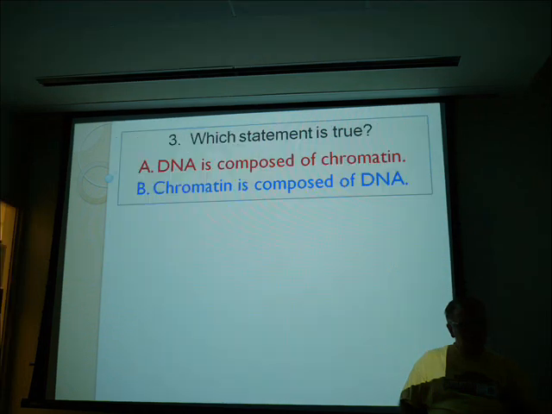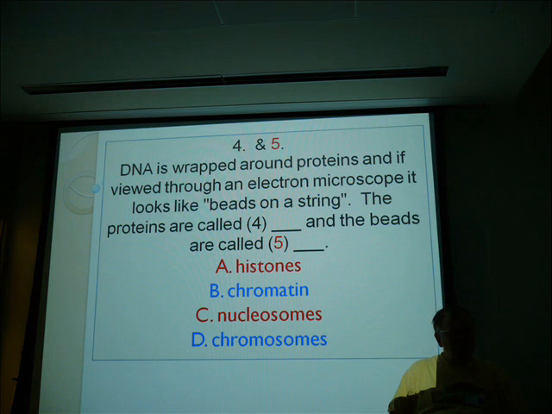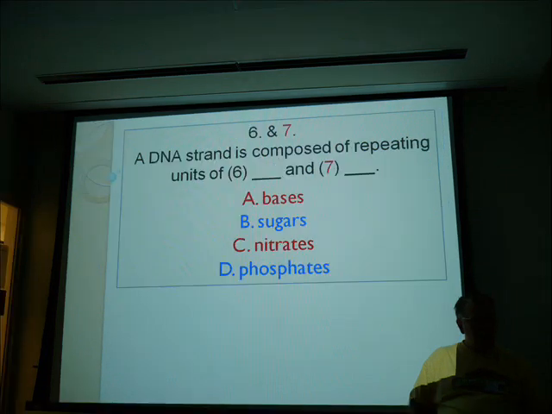Which is true? B. Chromatin is made of DNA. Chromatin is the bigger entity; DNA is a part of it. You wrap them in proteins, and it looks like a string of beads. The proteins are called histones, and the actual beads are called nucleosomes. The DNA strands are composed of sugar, phosphate, sugar, phosphate, sugar, phosphate, sugar, phosphate. So B and D, or D and B.